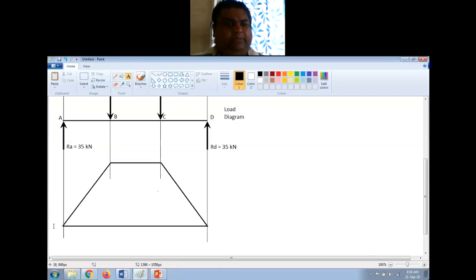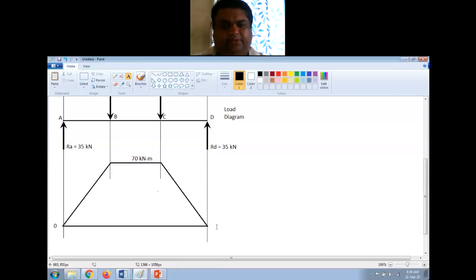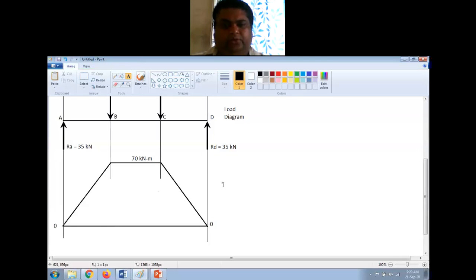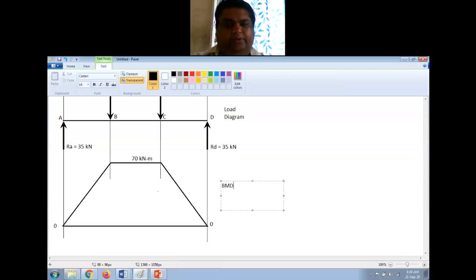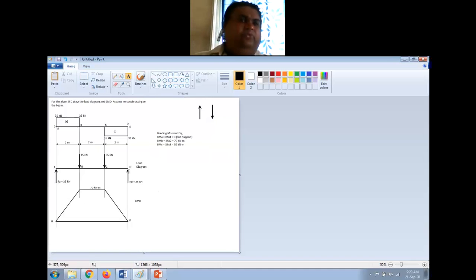Now let us name all the values. This is 0 and this is 70 kilonewton meter. Again this is 0 and this is your BMD, right? So this is the solution for this. Any questions in this?